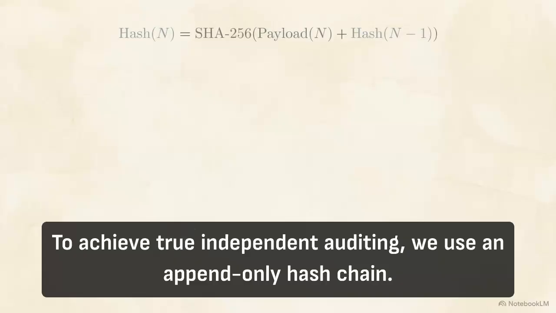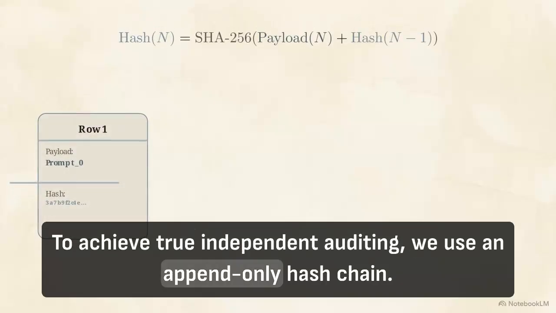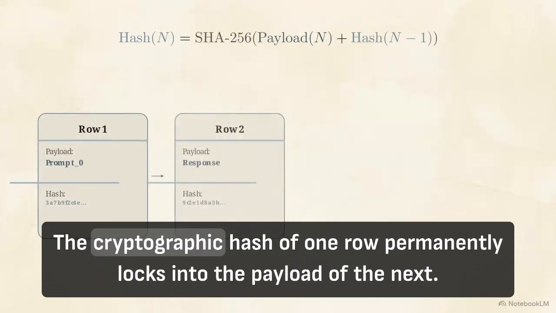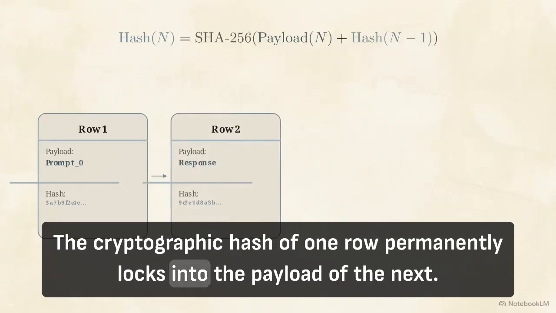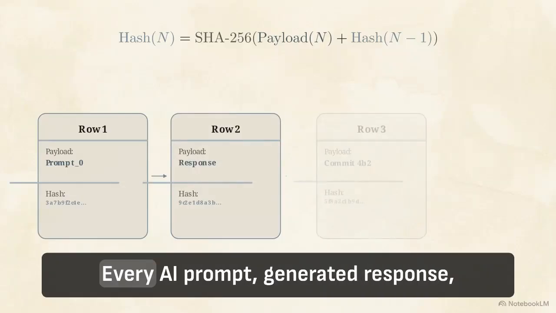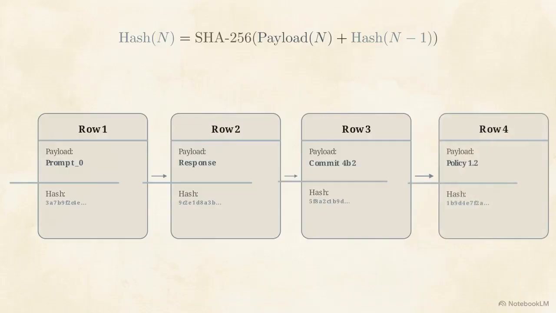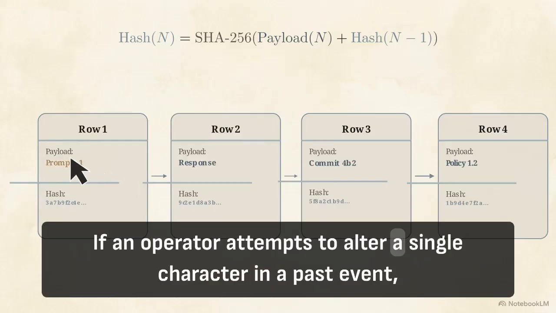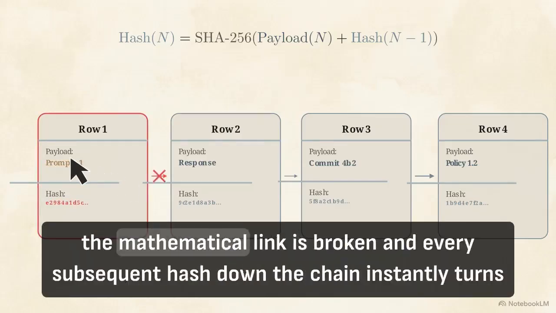To achieve true independent auditing, we use an append-only hash chain. The cryptographic hash of one row permanently locks into the payload of the next. Every AI prompt, generated response, code commit, and policy adjustment is permanently sealed into this sequence. If an operator attempts to alter a single character in a past event, the mathematical link is broken, and every subsequent hash down the chain instantly turns red.